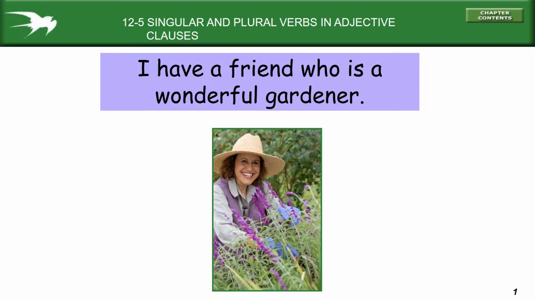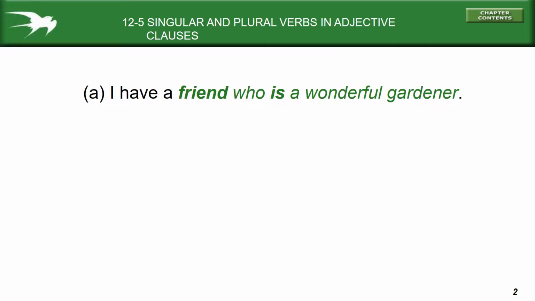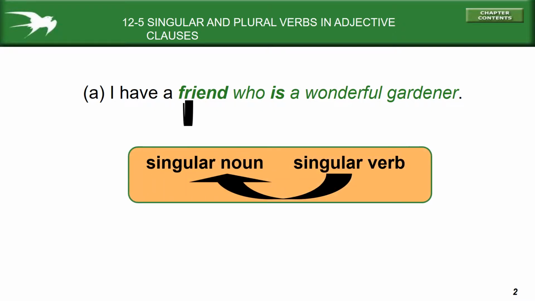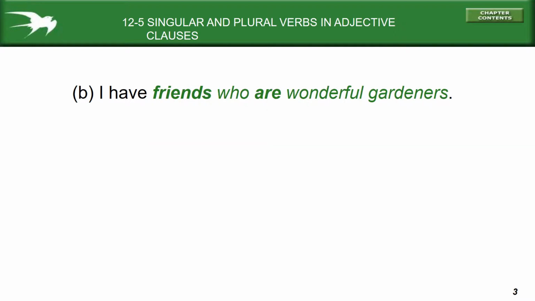I have a friend who is a wonderful gardener. So the subject in the adjective clause is the word who, but who represents friend, and since friend is singular, the verb is. So a singular noun takes a singular verb.